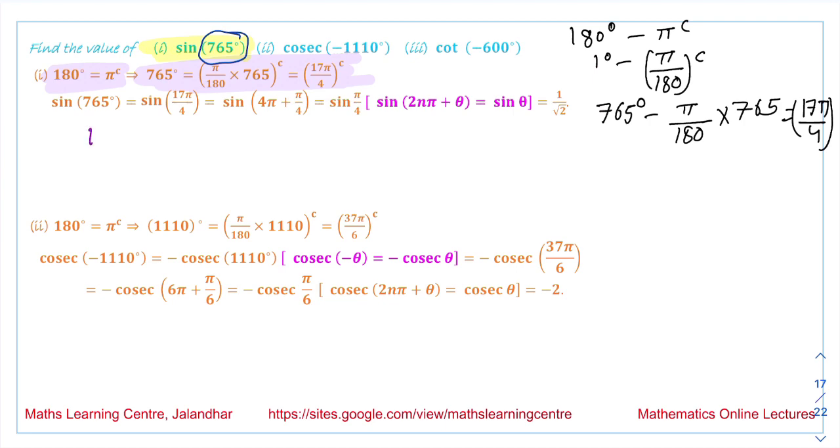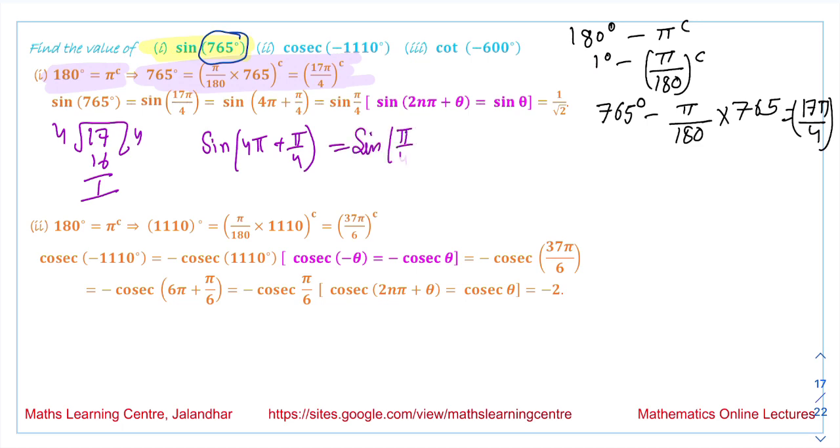Now when we divide 17 by 4, we obtain 4 fours are 16, remainder is 1. So we are writing it as sine of 4 pi plus pi by 4. The answer we obtain is sine of pi by 4, which is equal to 1 by square root of 2. Next is cosecant of minus 1110 degrees.